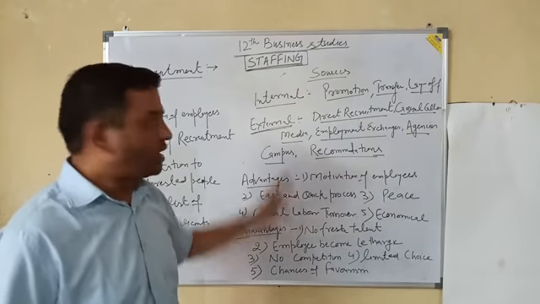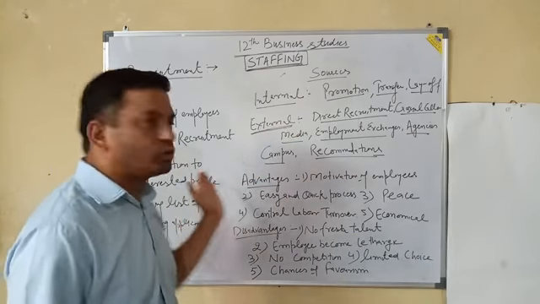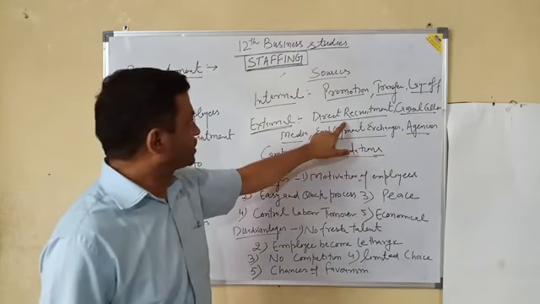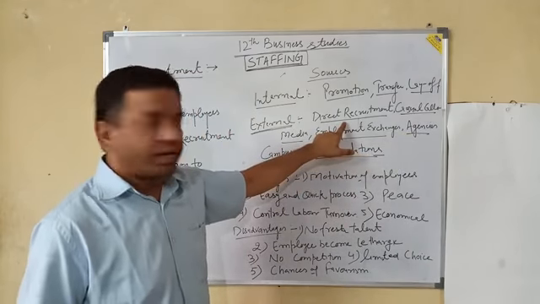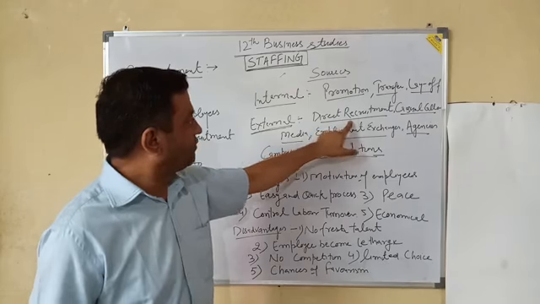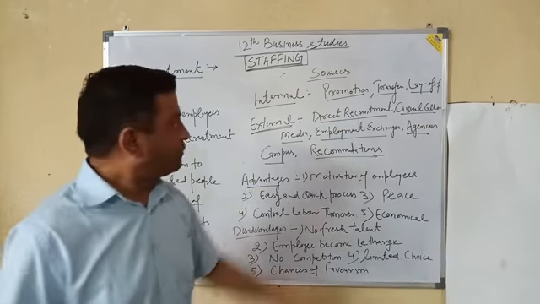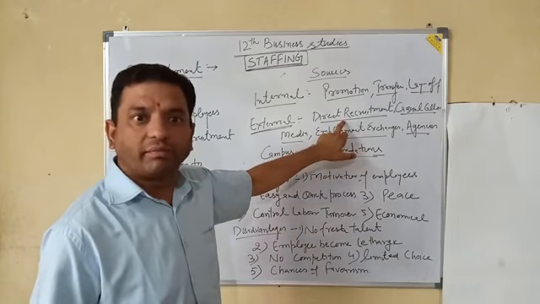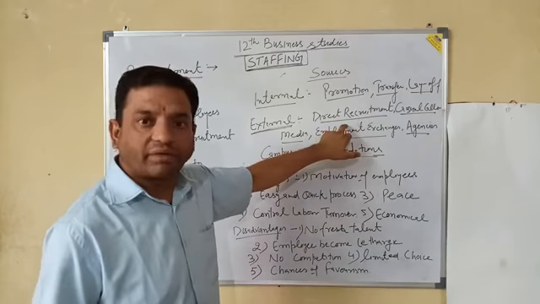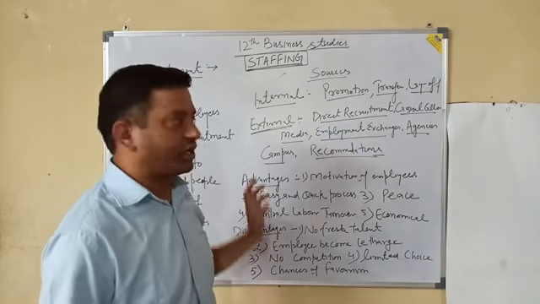Come to the external. External means when the company chooses from outsiders. The very first is direct recruitment. Direct recruitment means the company calls all the people who want to apply directly, without any middleman, without any channel, either at the factory gate or at their HR head.